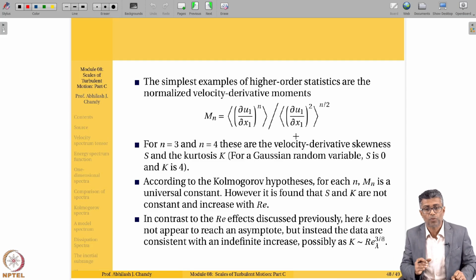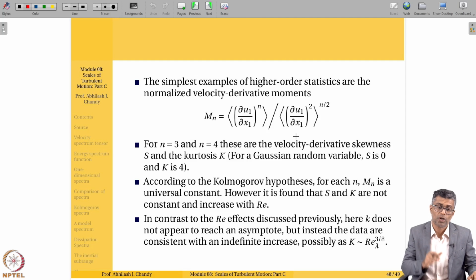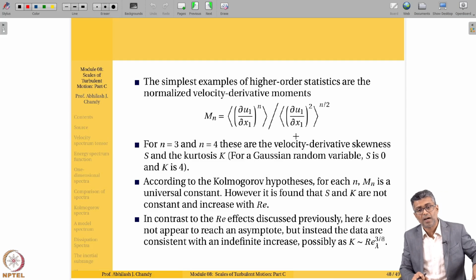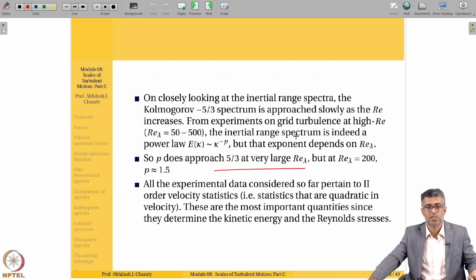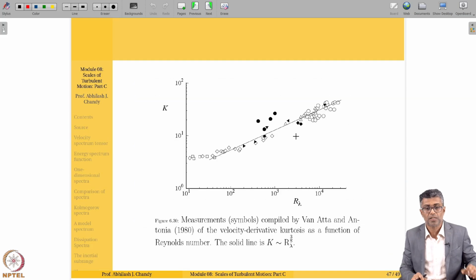However, it is found that S and K are not constant and they increase with Reynolds number. So we don't see S and K being constant, but according to the Kolmogorov hypothesis, Mn is a universal constant. In contrast to the RE effects that we had discussed, K does not appear to be an asymptote. Instead, data are consistent with an indefinite decrease. As you can see in this plot, this is the kurtosis that is plotted with R lambda.